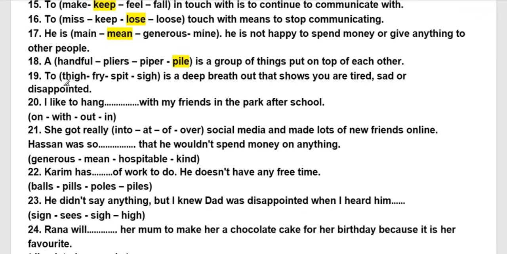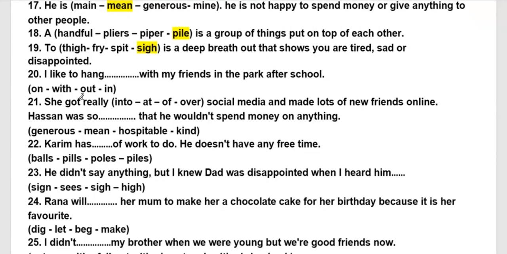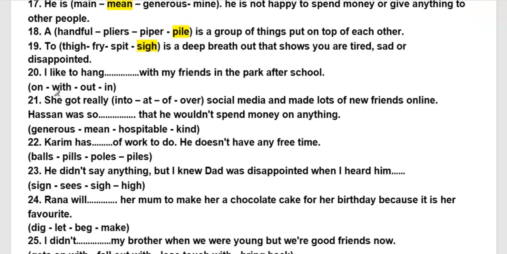To sigh is a deep breath. To sigh is a deep breath, but you see, a thigh is the upper part of the legs. A deep breath out that shows you are tired, sad, or disappointed. I like to hang out with, to go out with.